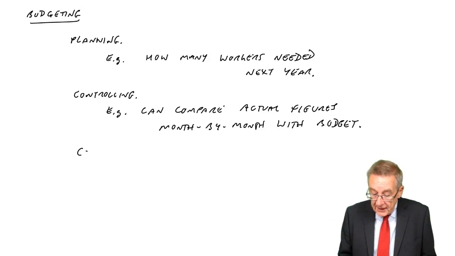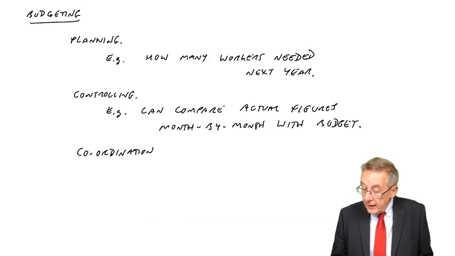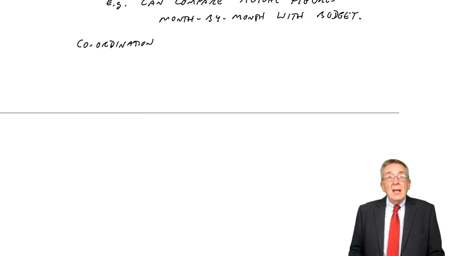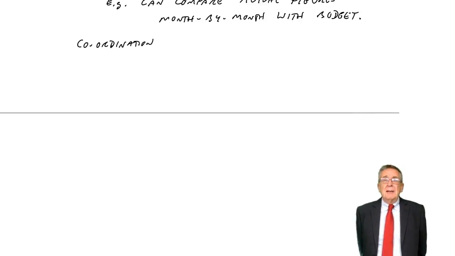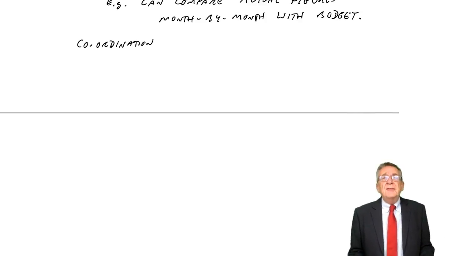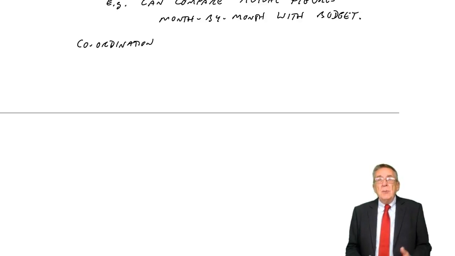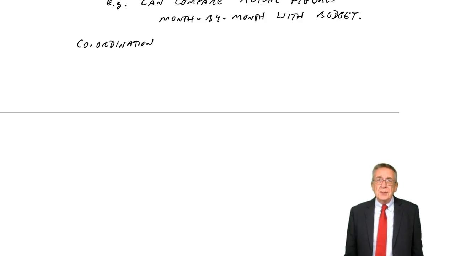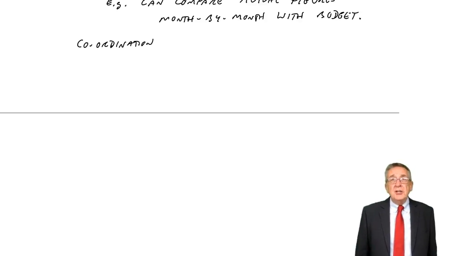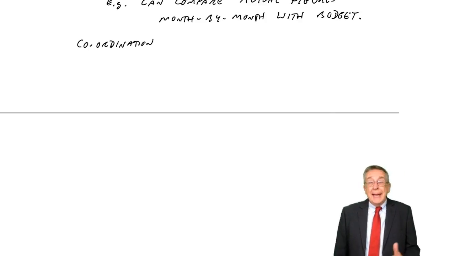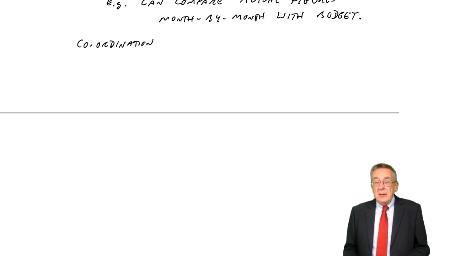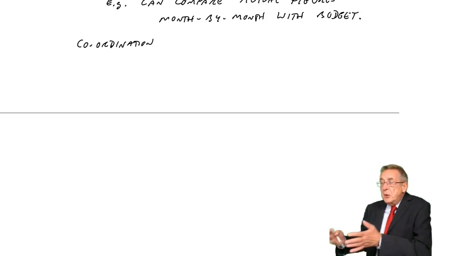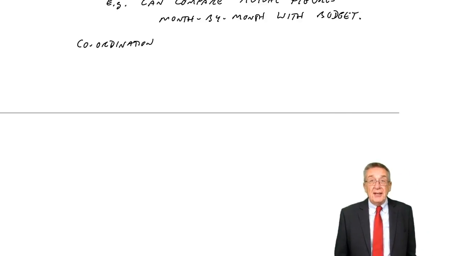A third reason, coordination. What I mean here is, suppose I ask my sales manager, how many do you think we can sell next year? And he says 50,000 units. He wants to budget that we'll sell 50,000. I ask my production manager, how many do you think we can produce next year? And he says 80,000. He wants to budget on producing 80,000. But of course, we don't want that happening. We don't want to produce 80,000 units if we're only going to sell 50,000.